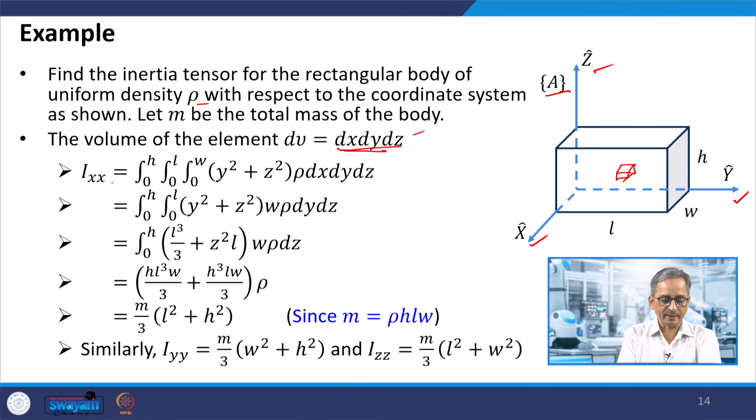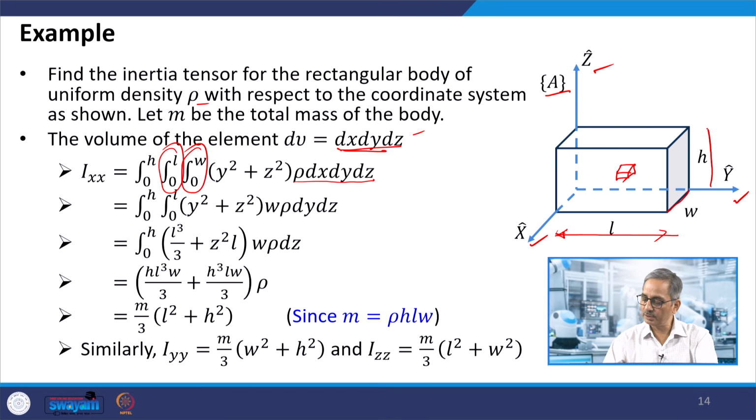Next, I can define Ixx. So, this is the elemental mass and this is y square plus z square, and here you see x varies from 0 to w. So, this is the limit; y varies from 0 to L, this is the y. And z varies from 0 to h, so we have this limit for z.